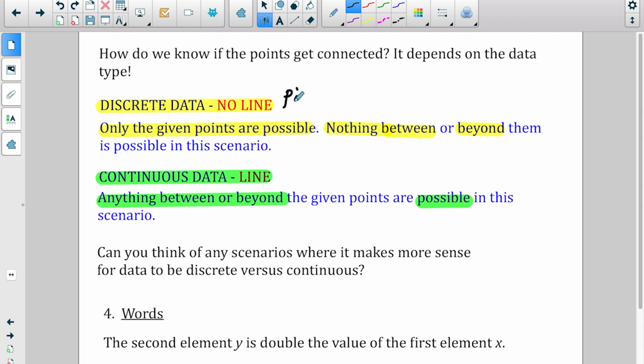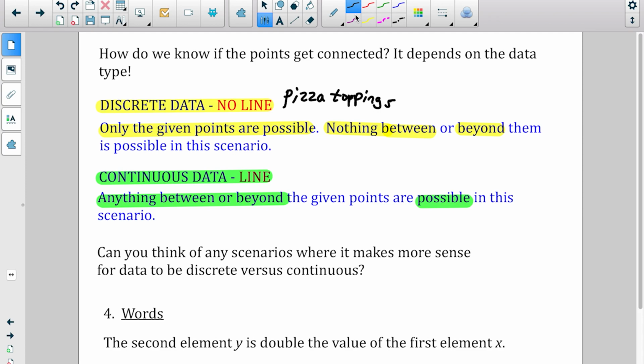So why would this be considered discrete data? Well, if we think about the number of pizza toppings, is there anything that exists between 1 and 2 toppings? Can I have 1.1 toppings? Can I have 1.9 toppings? Can I have 1.748 toppings? And the answer would be no. We can't have anything between 1 or 2. So that would make the number of pizza toppings that we add a discrete type of data.